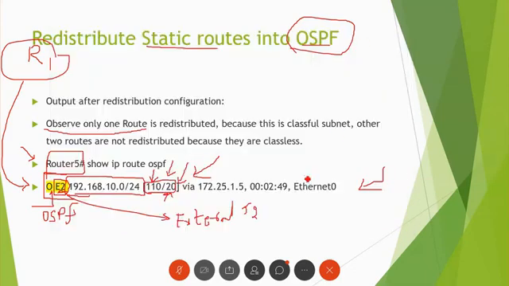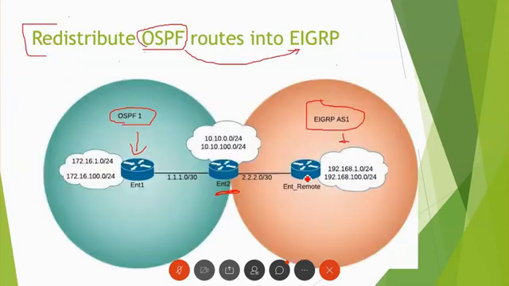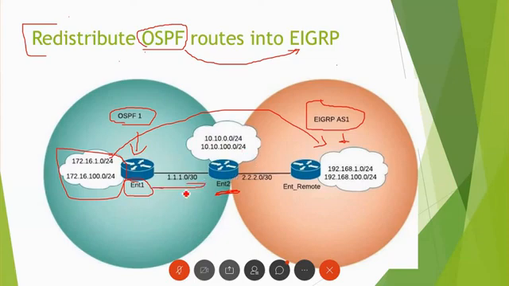Okay, so now coming back to this example of the routes coming from OSPF into EIGRP. These are the routes that are available. ENT1 router has these connected networks and these routes should go into EIGRP. That's the purpose. Whereas these ENT1 router and ENT2 router are running OSPF. These two are running OSPF.